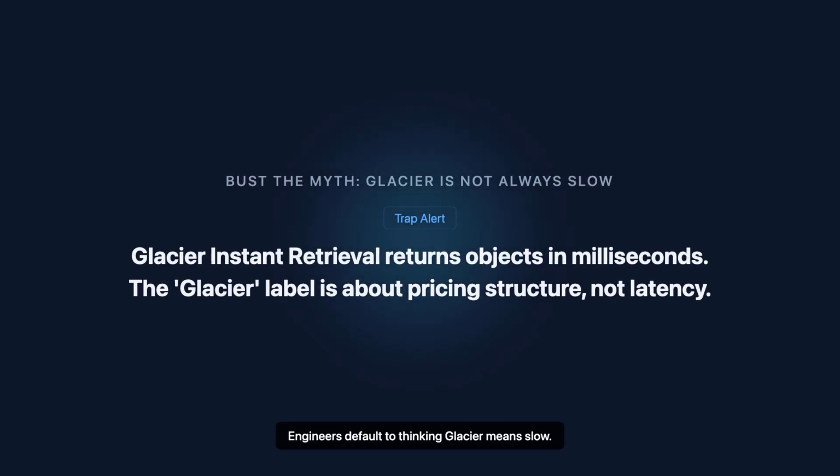Engineers default to thinking Glacier means slow. That mental model is wrong, and it costs people points. Glacier Instant Retrieval reads in milliseconds. The Glacier label refers to the pricing structure, the 90-day minimum, and the per gigabyte retrieval fee, not the speed. When a scenario says rarely accessed, but needs immediate retrieval, Glacier Instant Retrieval is the answer, not Glacier Flexible, not standard IA. Glacier Instant.